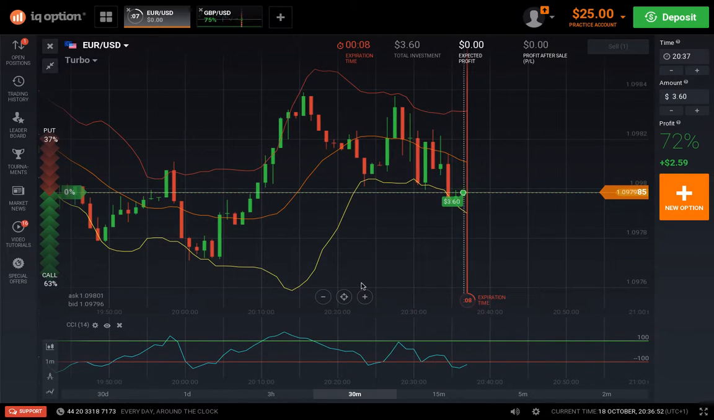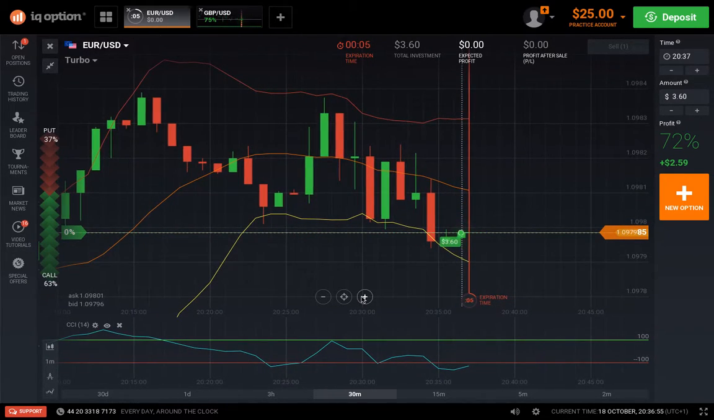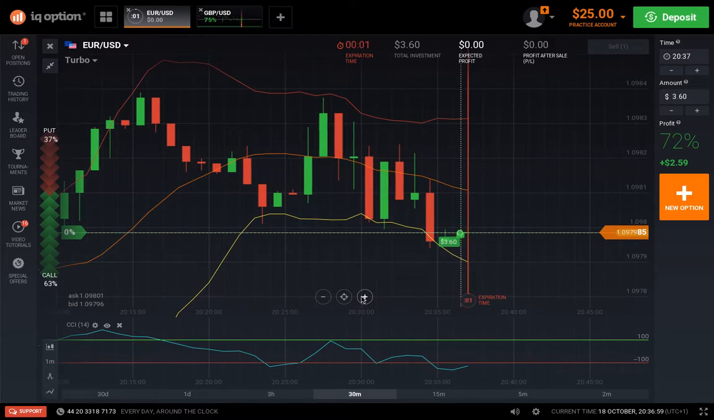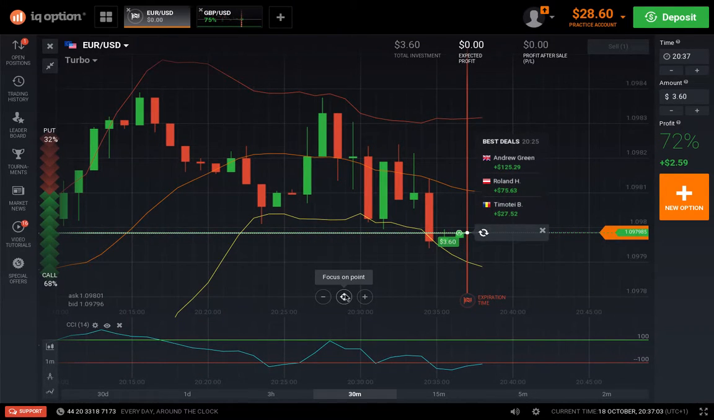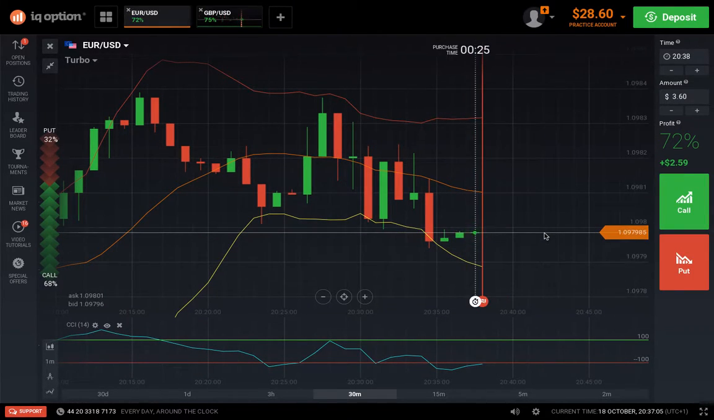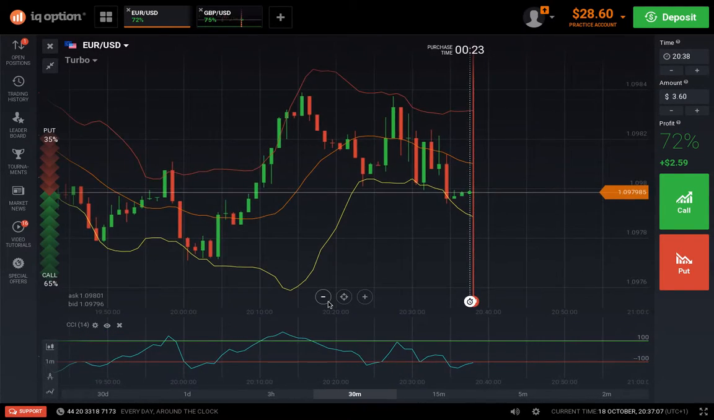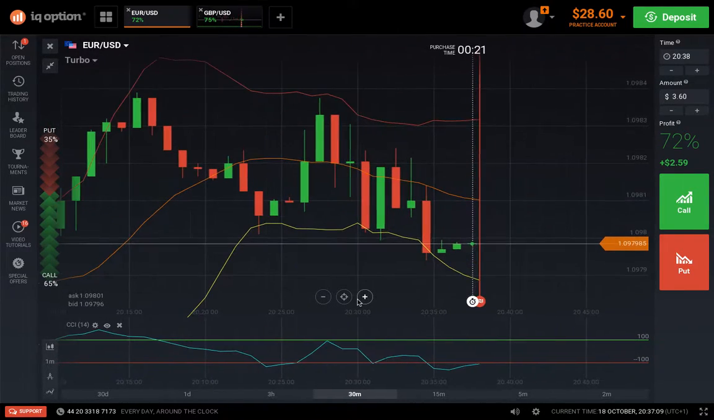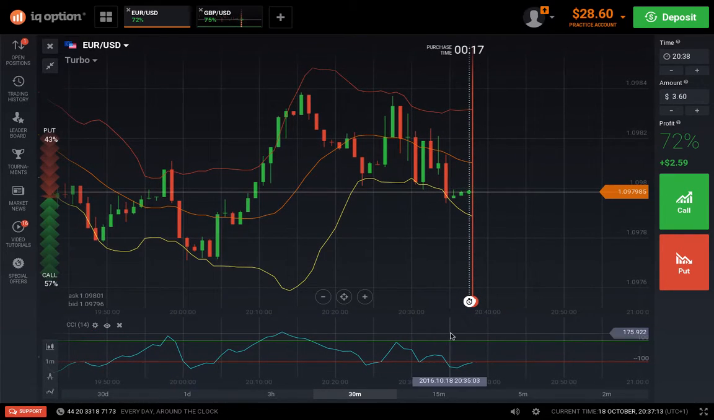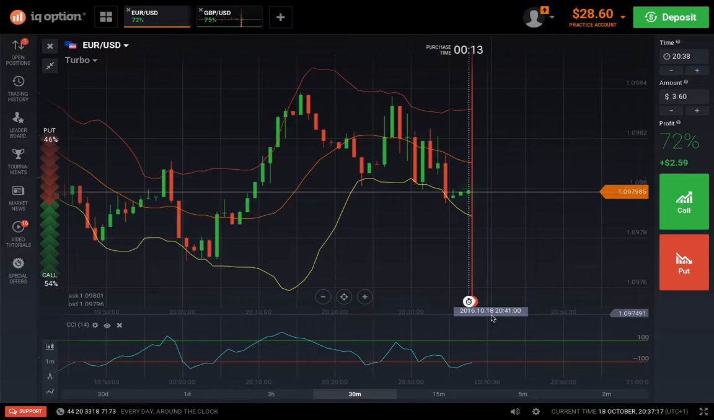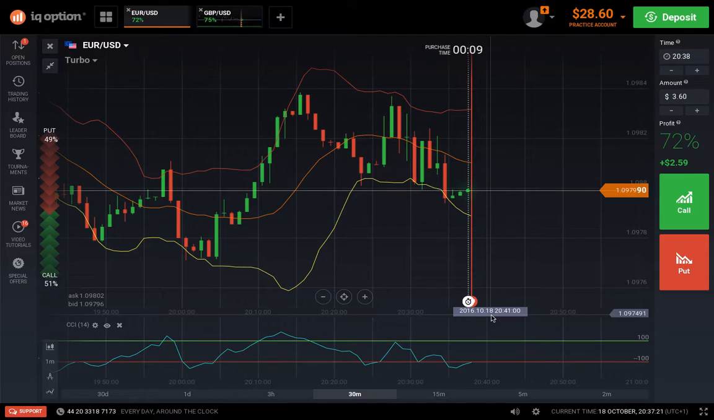Hopefully this isn't a draw. It would be very unfortunate if it is. And it is. Very unfortunate. I'm going to stay with this trade and see if this drops only a little bit more. Then we can probably get in on it one more time because it hasn't fluctuated too much. So I'm just going to stay.